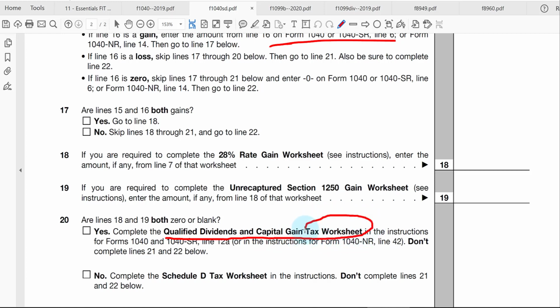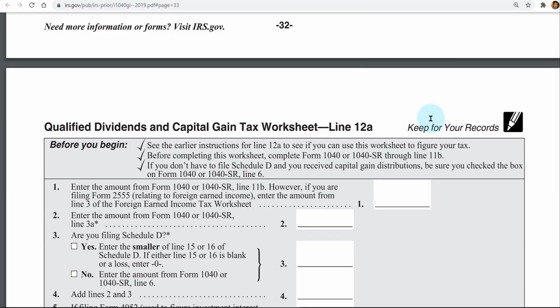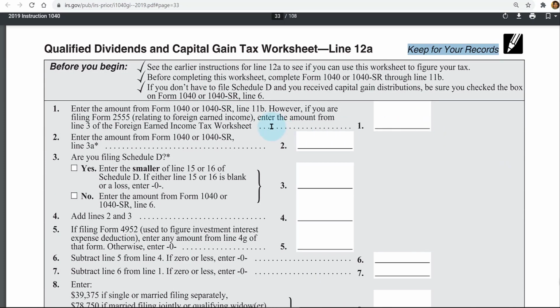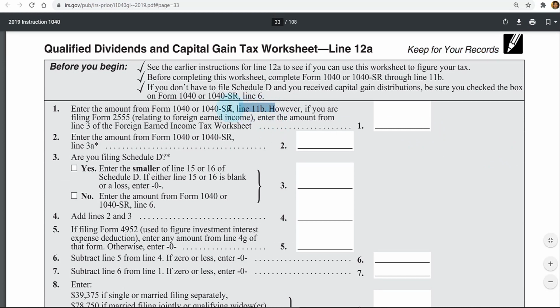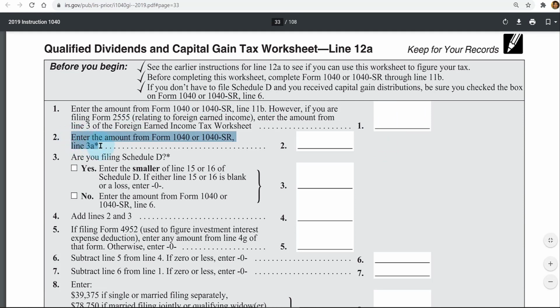Okay, again, it's referencing this worksheet that's in the instructions to the 1040 form. Worksheets are typically not filed with the tax return. You just keep this worksheet for your own records. So it starts off here in line 1 with this line 11B coming from the 1040 form. This is the taxable income line on the 1040 form that includes the net capital gains and also qualified dividends. But because those two items are taxed at lower rates, we've got to back out here qualified dividends.